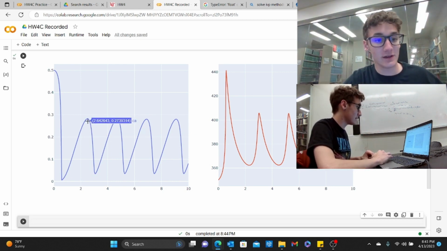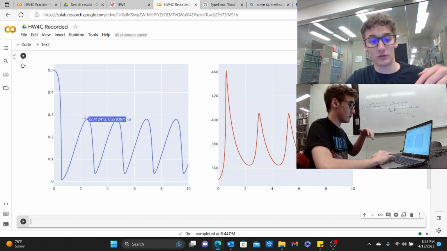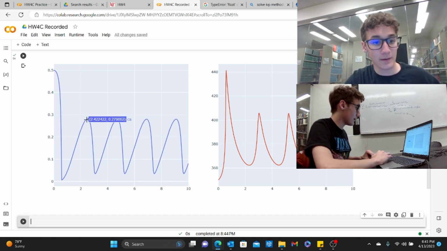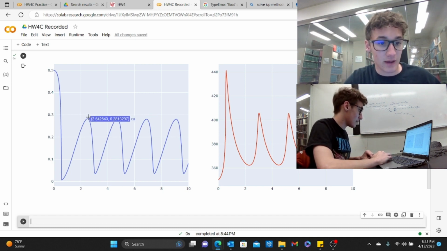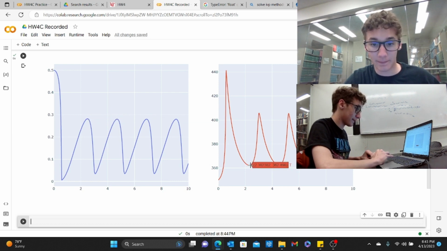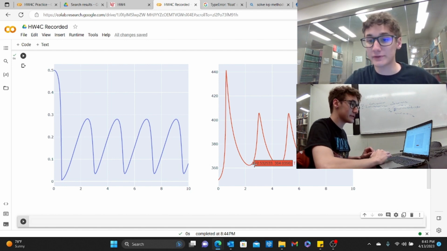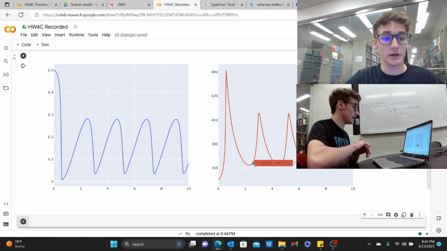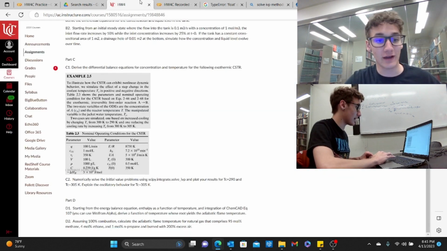And that's because when A has its maximum concentration after that initial very steep decline, its X value is around 2.5. And if we go over to around 2.5, it doesn't line up exactly, but you can see that's when the temperature is at its lowest. It's basically saying that it's going to oscillate. And I guess you could have gotten that from the question: explain the oscillatory behavior.